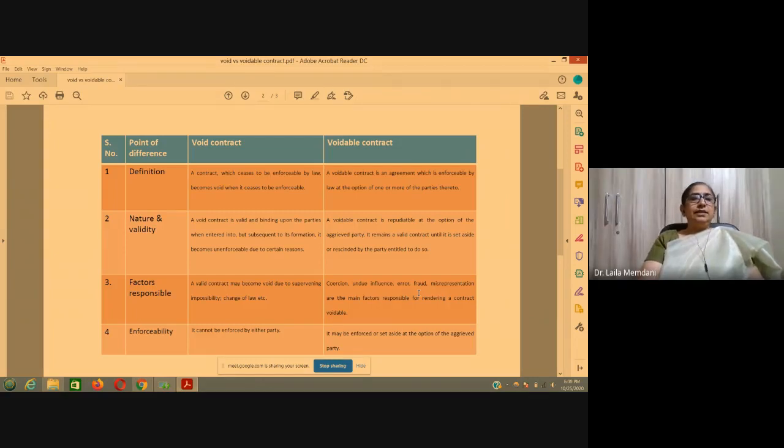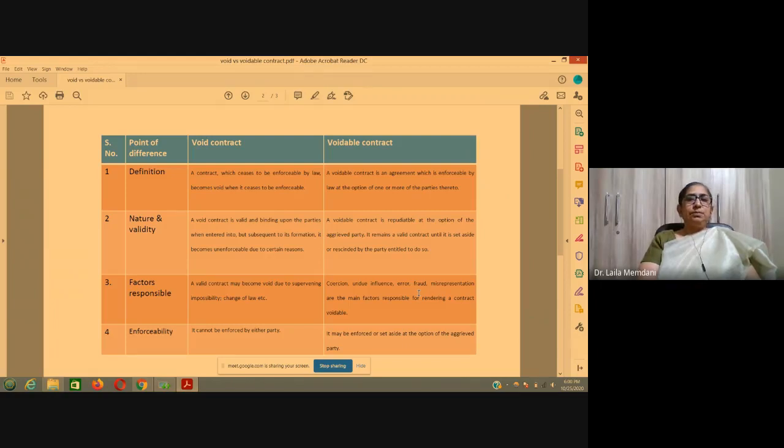Then there is another distinction based on nature and validity. A void contract is valid and binding upon the party when it was made, but subsequent to its formation, it becomes unenforceable due to certain reasons. A voidable contract, on the other hand, is repudiatable at the option of the aggrieved party. It remains a valid contract unless it is set aside by the aggrieved party.